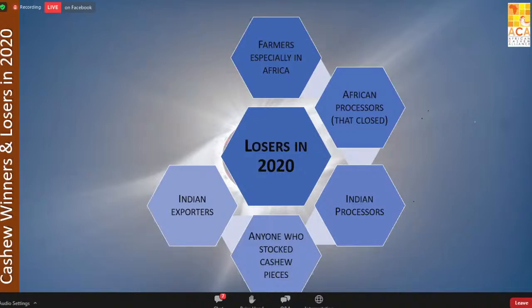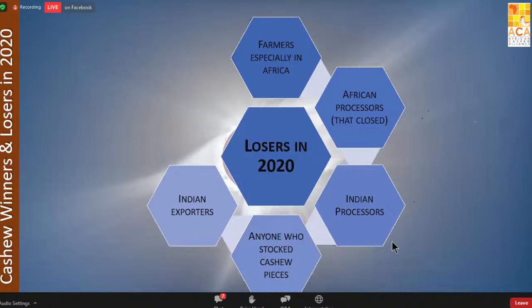And I think that's probably one of the big lessons over the last 18 months for processors, especially new African processors. Make sure you have a market for pieces. Make sure you have a regular market for pieces. Sometimes it's more important to move the stock to make sure it's sold rather than to hold out for a better price.